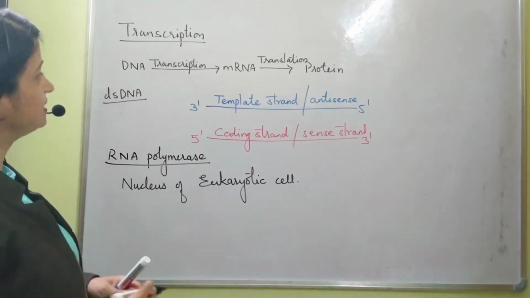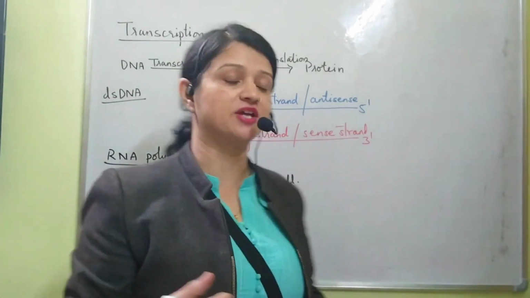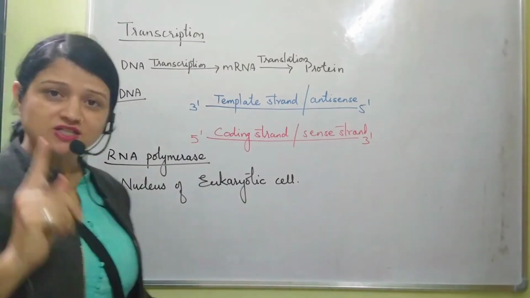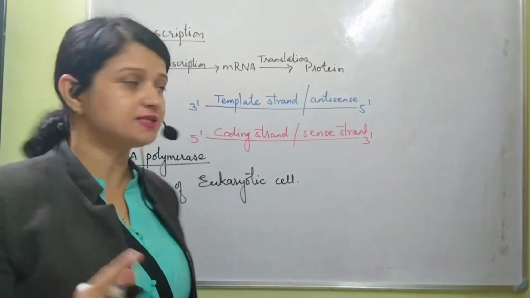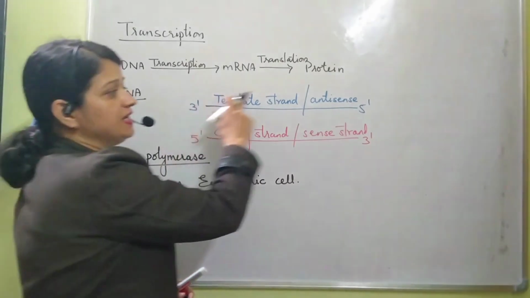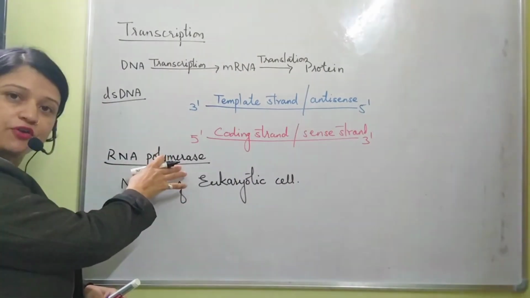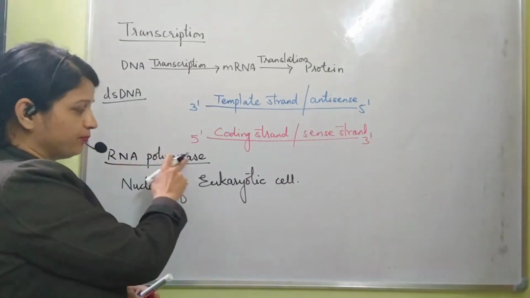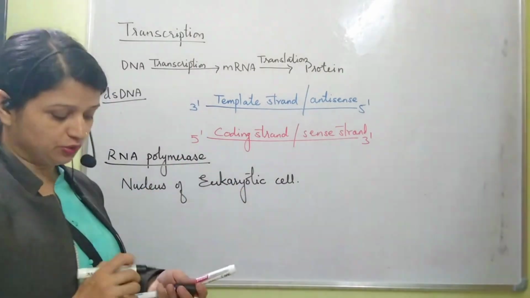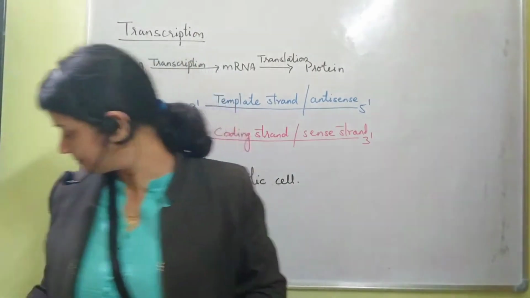So, what we have learned? We have learned that transcription is the process of copying genetic information from one of the strands into messenger RNA. Only one strand will participate in this process, and that strand will be the template strand having the polarity 3' to 5'. The main enzyme for the process of transcription is RNA polymerase, and in eukaryotes it takes place in the nucleus. Now we will discuss the RNA polymerase.